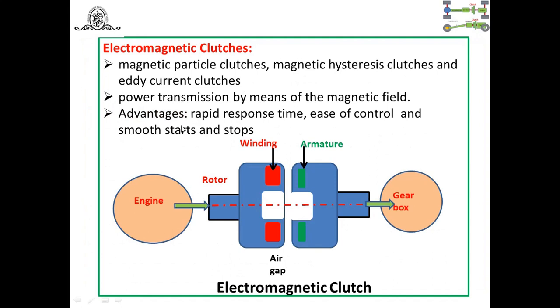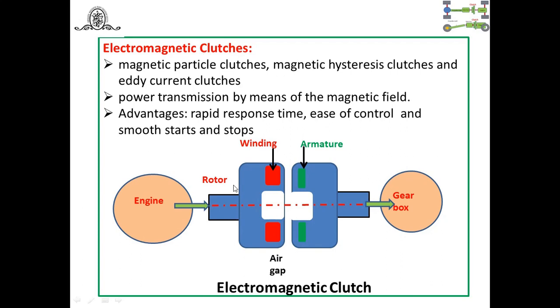Then there is another classification in electromagnetic clutch. The further classification of electromagnetic clutches are magnetic particle clutches, magnetic hysteresis clutches, and eddy current clutches. But look at the figure. Here the gearbox, here the engine, and in between there is a clutch. Why is the word electromagnetic used here?